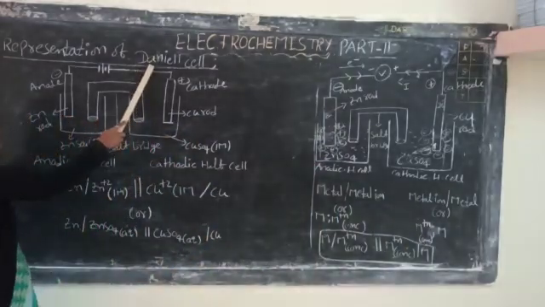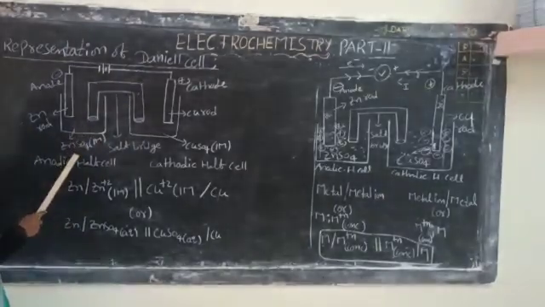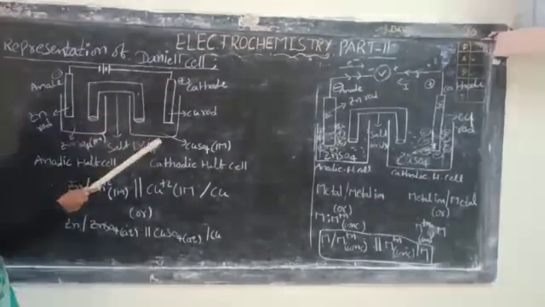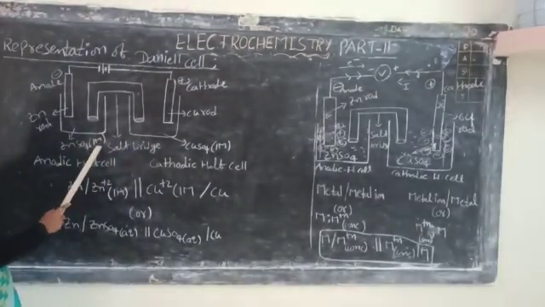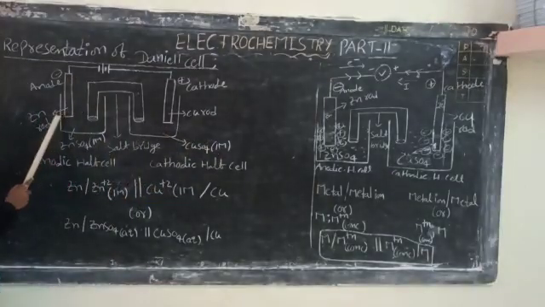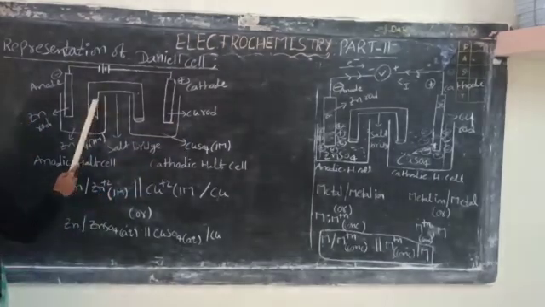So the Daniell cell is the example for the galvanic cell. Here in the Daniell cell, zinc sulfate and copper sulfate solutions are the different electrolytic solutions, having a concentration of 1 molar. The electrodes are a zinc rod dipped in the zinc sulfate solution and a copper rod dipped in the copper sulfate solution. This is the salt bridge.